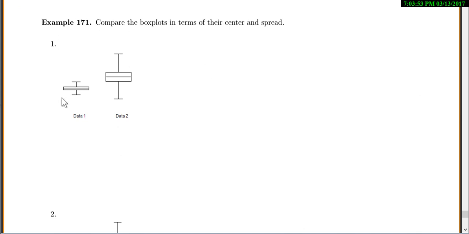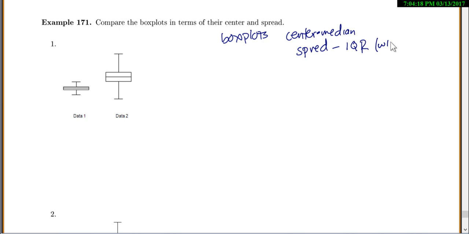In our next example, we're going to compare 2 different box plots for each one, and we want to measure their center and spread. Now when you look at box plots, they measure center with the median and the spread with the interquartile range, which is basically the width of the box. Not the whiskers, but the actual box. That's how box plots measure the spread.